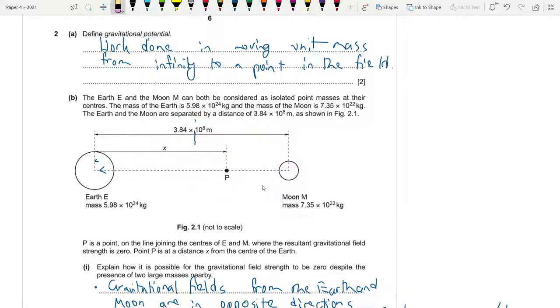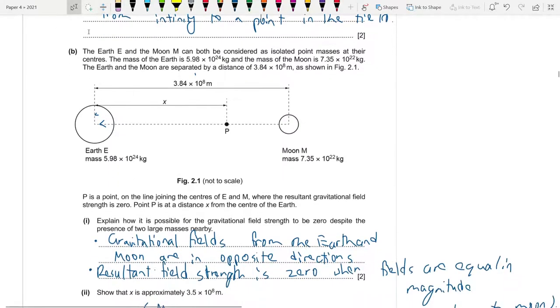Let's move on to question number B now. The Earth E and Moon M can both be considered as isolated point masses at their centers. The mass of the Earth is 5.98 into 10 to the power 24 kg, and the mass of the Moon is 7.35 into 10 to the power 22 kg. The Earth and the Moon are separated by a distance of 3.84 into 10 to the power 8 meters, as shown in figure 2.1. So P is a point on the line joining the centers of E and M where the resultant gravitational field strength is 0. Point P is at a distance x from the center of the Earth. It can be moved between the Earth and Moon.